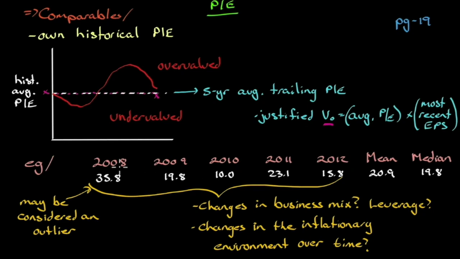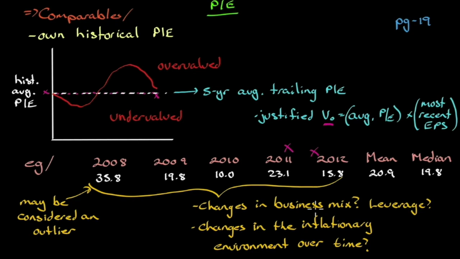The other things we have to consider in looking at our 5-year trailing average are changes in the business mix and changes in leverage. Did something happen over this period where our business mix significantly changed or the level of leverage significantly changed? Let's say there was a divestiture here and here we took on significant debt. Well, this is not going to be very meaningful in the 5-year trailing PE any longer. What about changes in the inflationary environment over time?